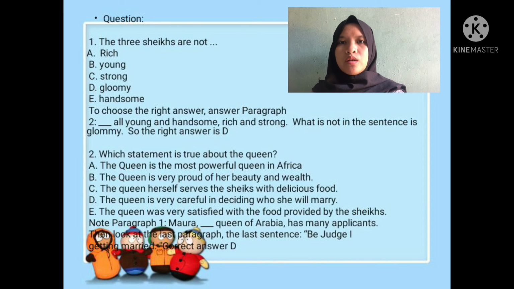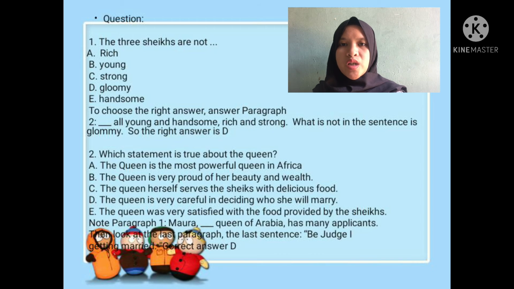And question 1. The three sheikhs are not blah blah blah. A. Rich. B. Young. C. Strong. D. Gloomy. E. Handsome. To choose the right answer, see the paragraph: all young and handsome, rich and strong. What is not in the sentence is gloomy. So the right answer is D.